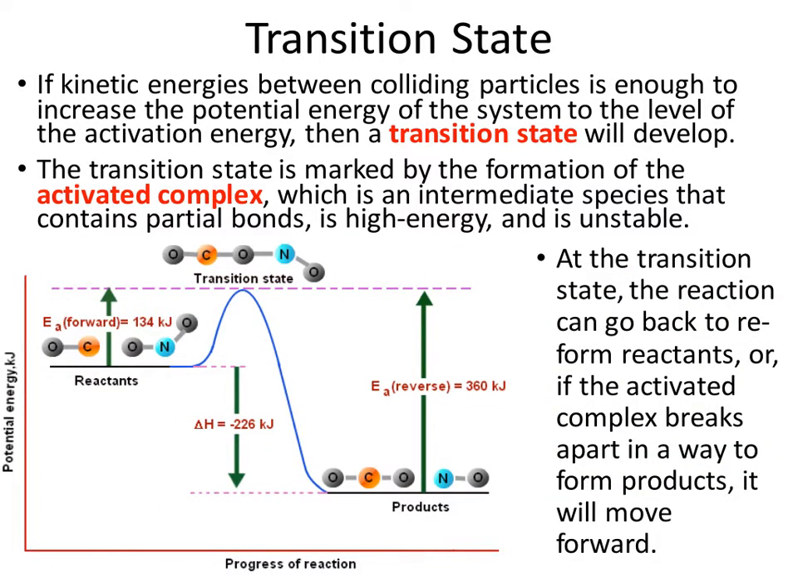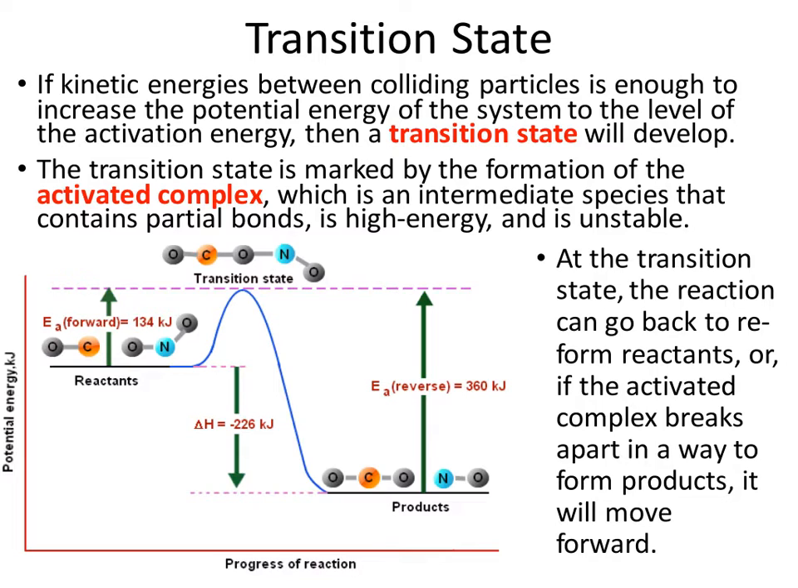So if we have the correct orientation and we have enough kinetic energy to overcome the activation energy, what will be produced is something called an activated complex, and this occurs in this state called the transition state. Now, this activated complex is marked by having partial bonds. If we look at our two reactants, there is a bond that's being formed, but at the same time, we can see from our products that some bonds will have to be broken. So in this activated complex, you're going to have bonds being broken and bonds being formed.